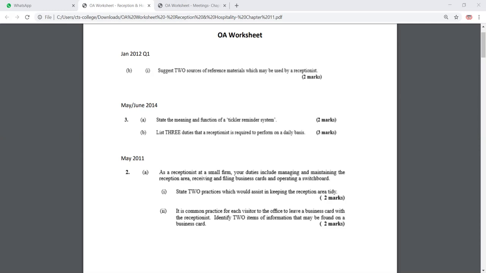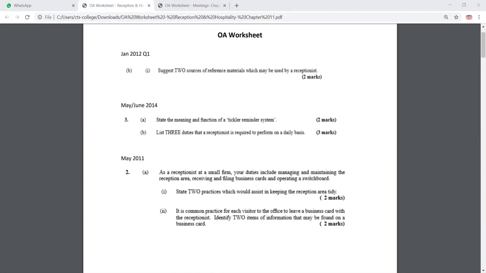How about dealing with visitors? Yes. Right? Dealing with visitors. Managing appointments. All those things, right? Good. Is everybody okay with that answer there?